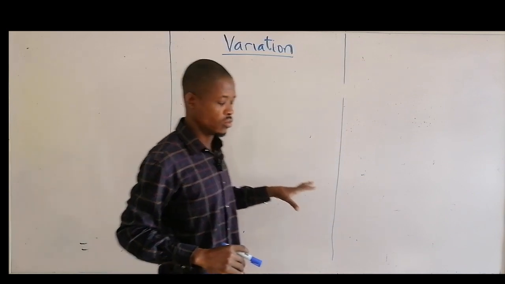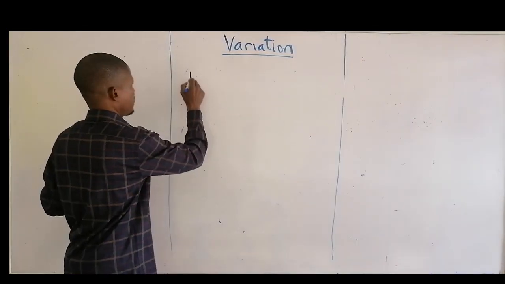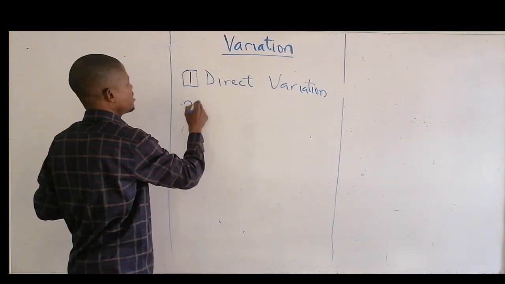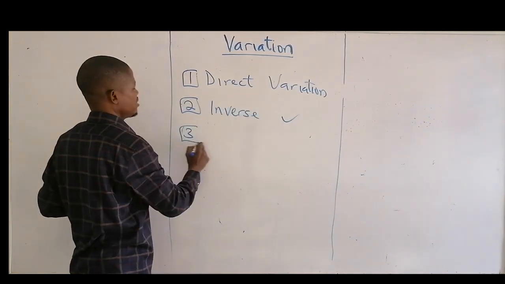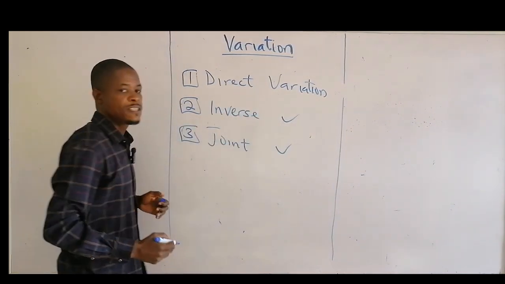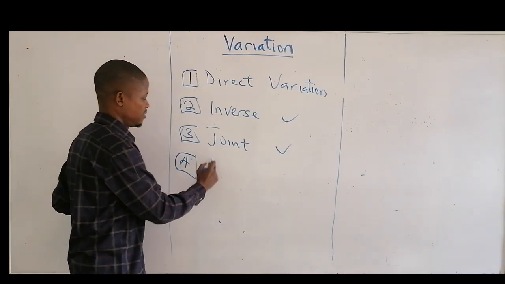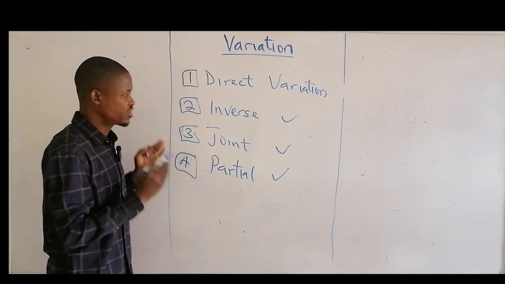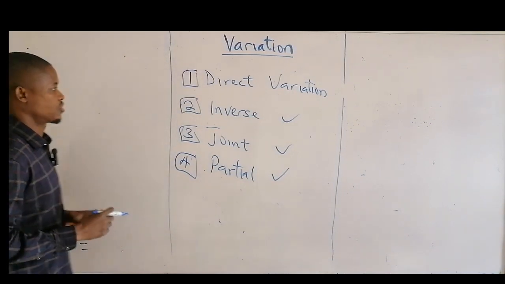So in this module, we want to discuss four kinds of variation. We have the first one, direct variation. The second one is the inverse variation. The third one is the joint variation. And lastly, the partial variation. So these are the four kinds of variations which we want to discuss. Let's quickly take the first one, the direct variation.